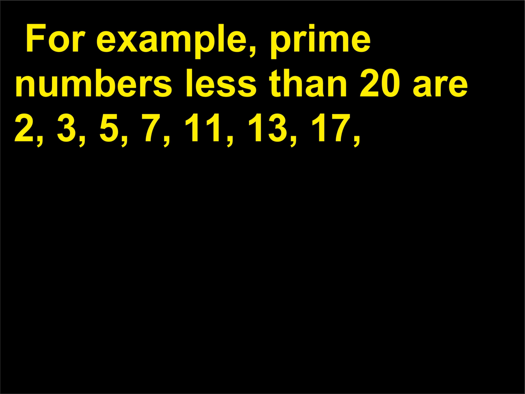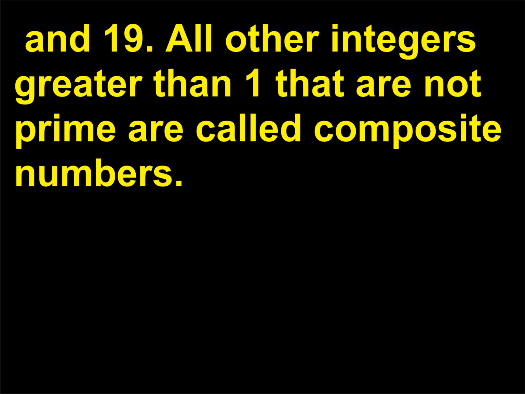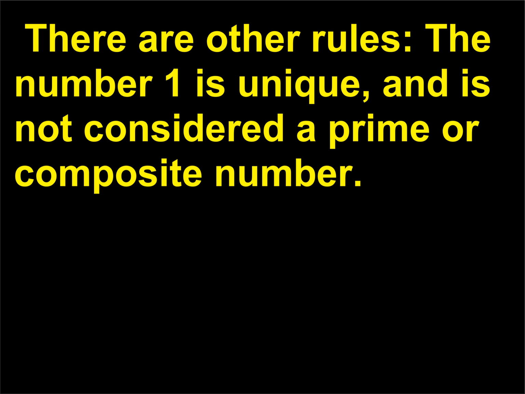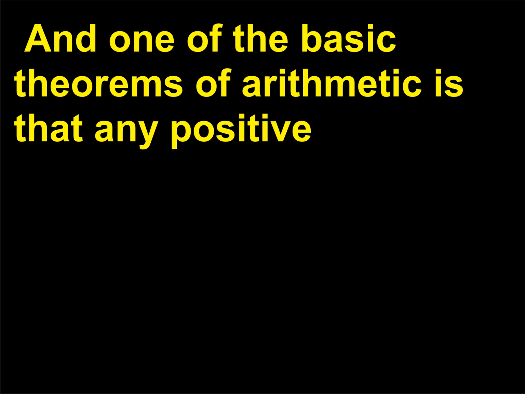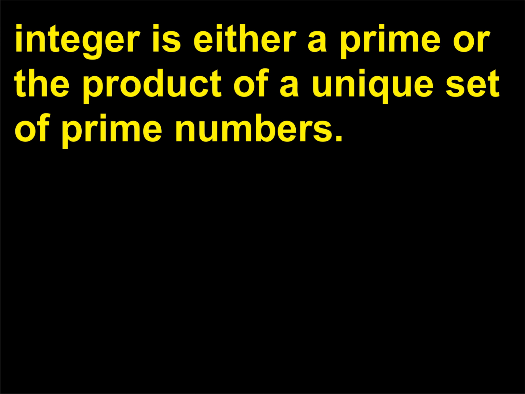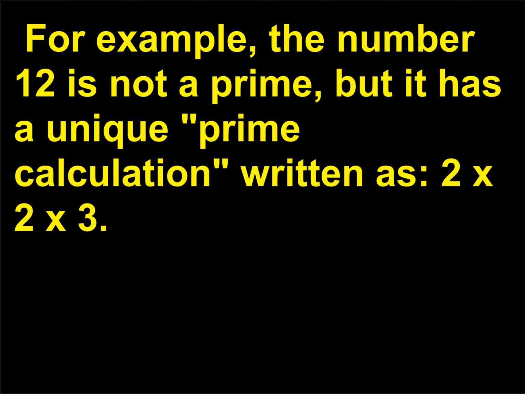For example, prime numbers less than 20 are 2, 3, 5, 7, 11, 13, 17, and 19. All other integers greater than 1 that are not prime are called composite numbers. There are other rules. The number 1 is unique, and is not considered a prime or composite number. And one of the basic theorems of arithmetic is that any positive integer is either a prime or the product of a unique set of prime numbers. For example, the number 12 is not a prime, but it has a unique prime factorization written as 2x2x3.